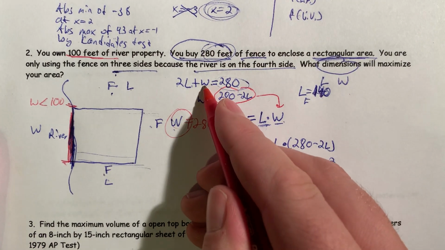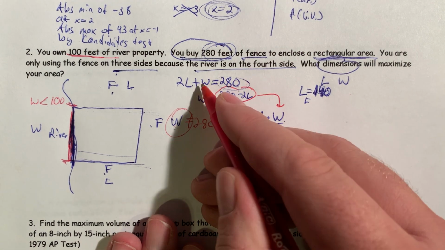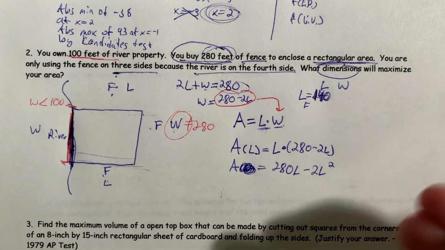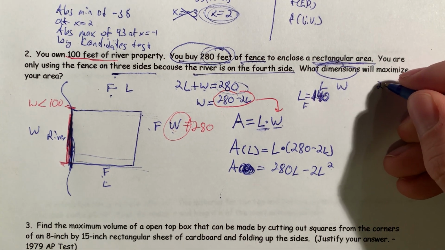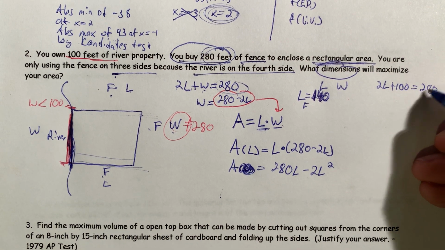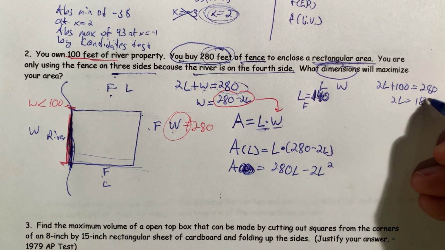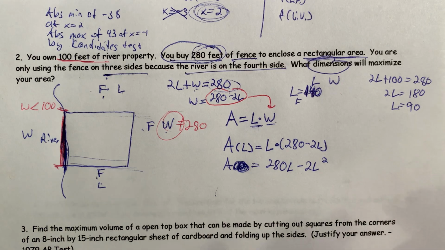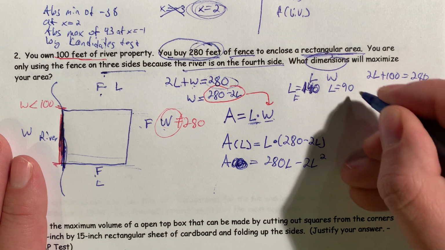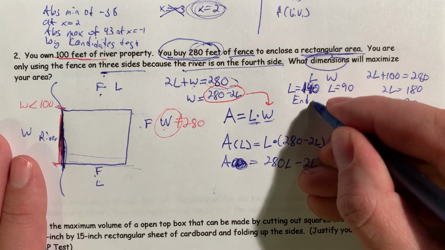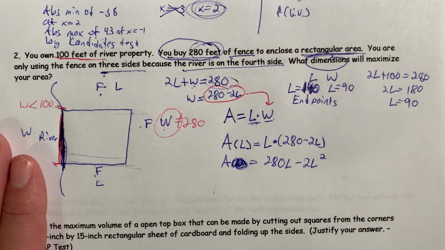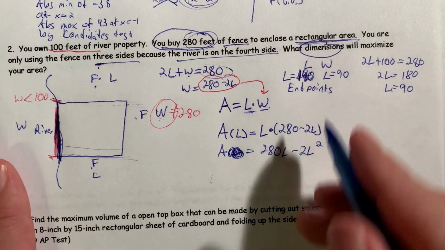And if 100 is the biggest the width can be, then we can find the smallest the length can be. So 2L plus 100 is the lowest the width could be, is 280. 2L equals 180. L equals 90. So the other endpoint is that the length equals 90. These are the endpoints of our interval, and we want to see if there's any critical values, and we're going to check it out.